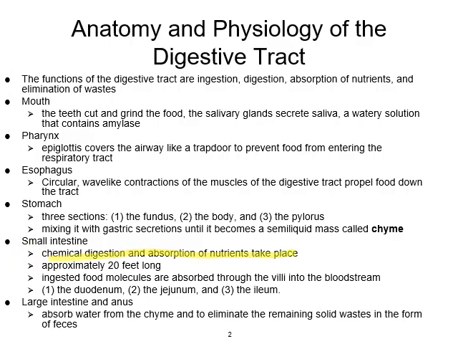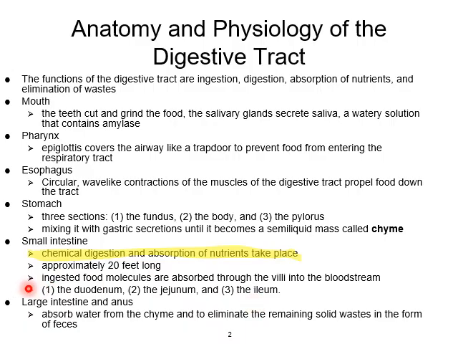I will highlight this. If we encounter a question asking where the absorption of nutrients takes place in the digestive tract, this is the answer: the small intestine, because that is where the chemical digestion and the absorption of nutrients take place. The small intestine is approximately 20 feet long. It's the duodenum, the jejunum, and the ileum.